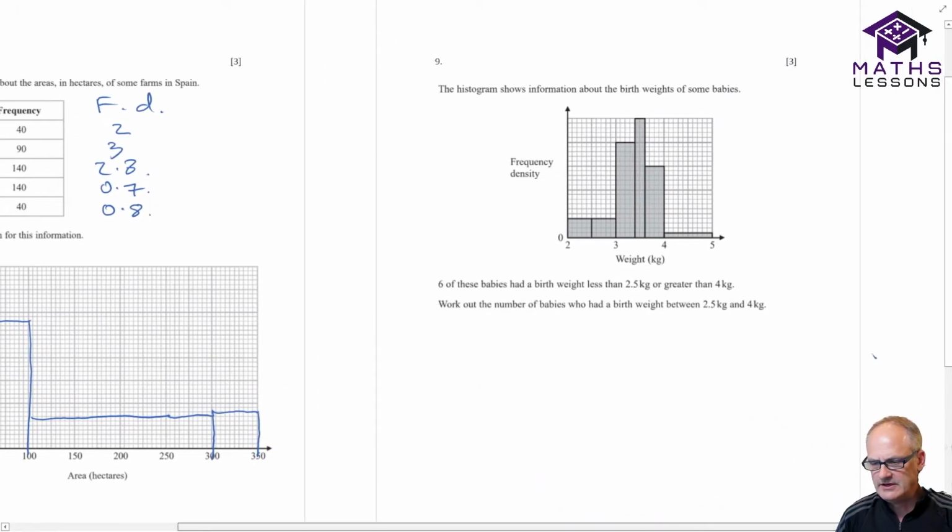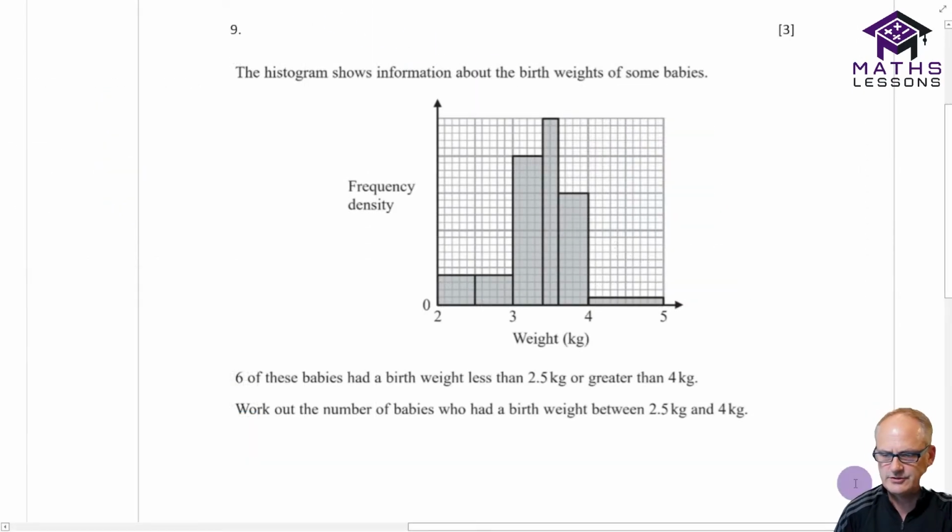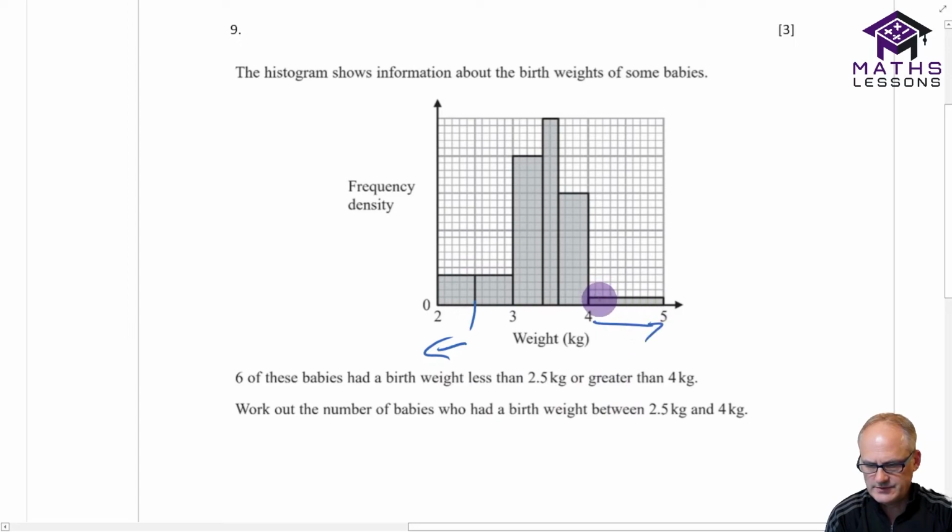Now, this is the really tricky ones that you get, so do pay attention. So let's just zoom in a bit and make it easier to see. So we got a histogram which has the birth weights of some babies. 6 of these babies weigh less than 2.5 or greater than 4. So this area here plus this area here must equal 6. So those areas must equal 6.